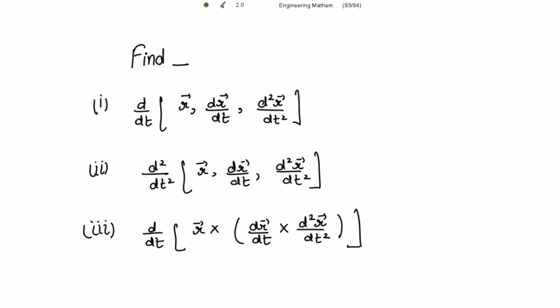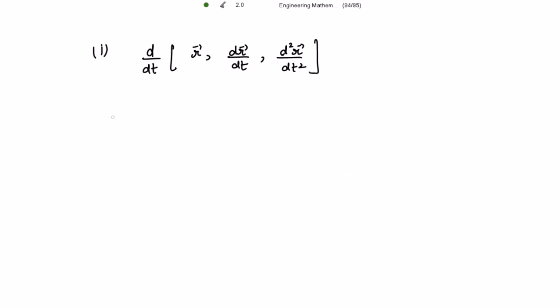the derivatives of all these three parts. First derivative for the first part, second derivative for the second, and the first derivative for the product of these two, the cross product, right? Okay, first part, the derivative of this, the triple product.